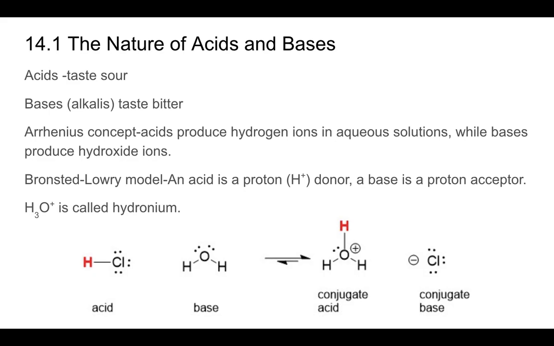So to illustrate this idea, we have an acid, HCl. Notice the H here in red. That H is going to be donated not as a hydrogen atom, but as an H+ ion to the water molecule. So we normally don't think in the Arrhenius concept of water as being a base, but in this case, the H+ is being donated by the acid HCl to the water molecule. So in this case, water is in fact acting as a base because it's a proton acceptor.